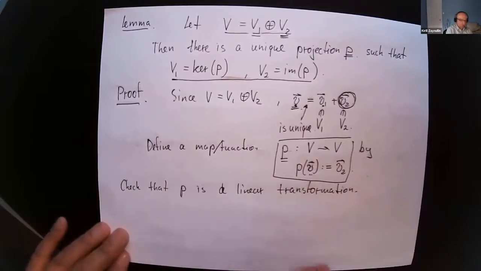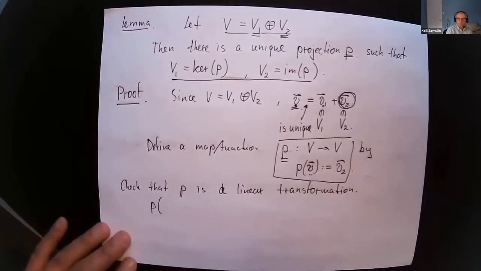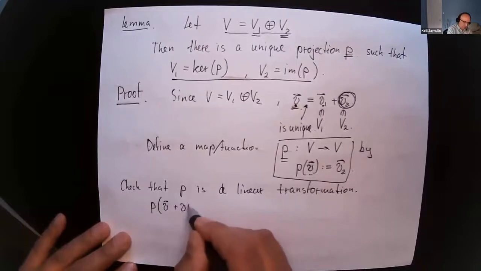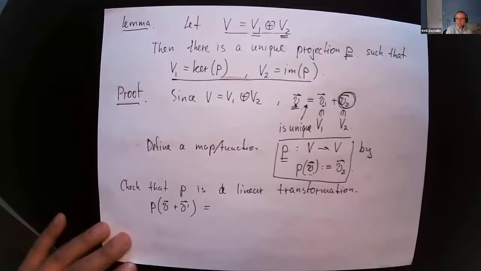But this is kind of easy because we just need to apply the usual test, right? So whether some map is a linear transformation or not, we have to check that it preserves the vector addition and the scalar multiplication. This is comparably easy because if you just apply it to the sum of two vectors, say V and V prime, then what's this? This is just the sum of the second summands of the respective expressions.